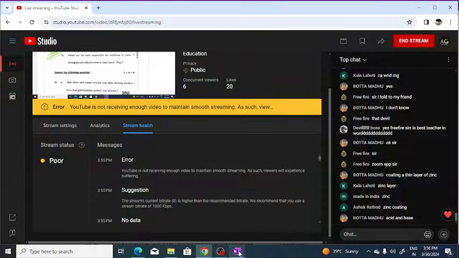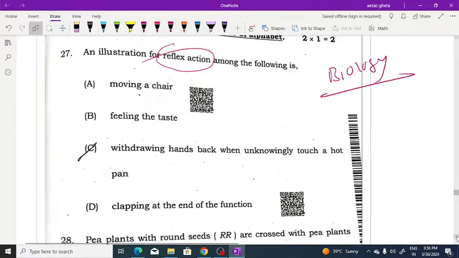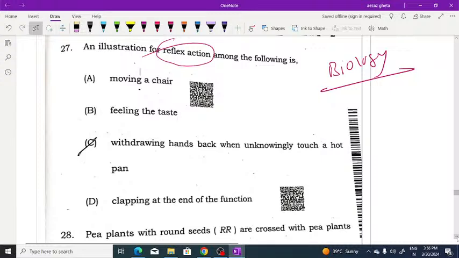Biology will discuss it. Ashok Rathod, that's right. Zinc coating was there. Illustration, reflex action. What did you write, reflex action? Sudden involuntary response to a stimulus. What did you write as the answer? Withdrawing hands, that's the correct answer. Perfect. It was not tough.